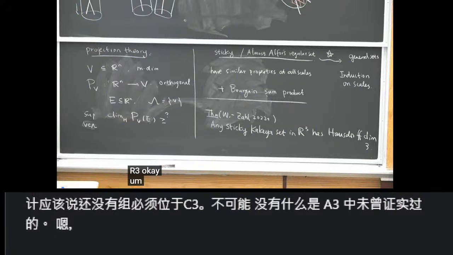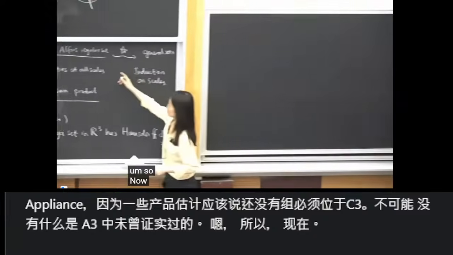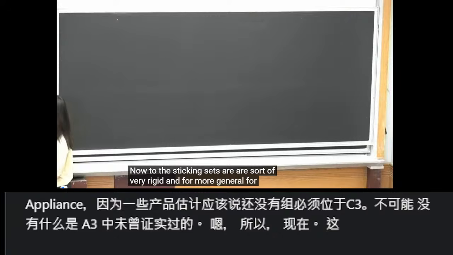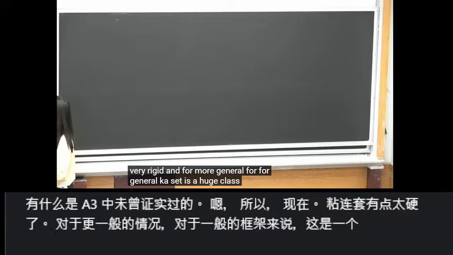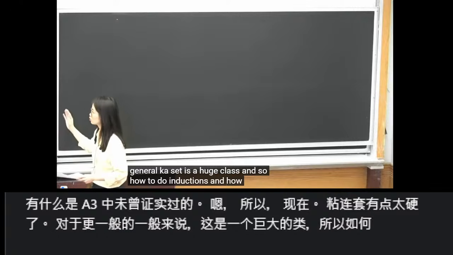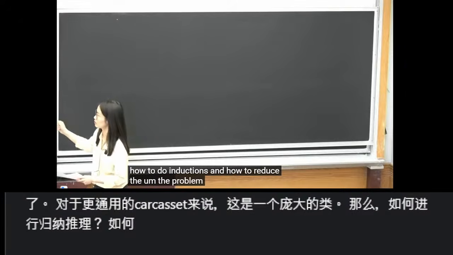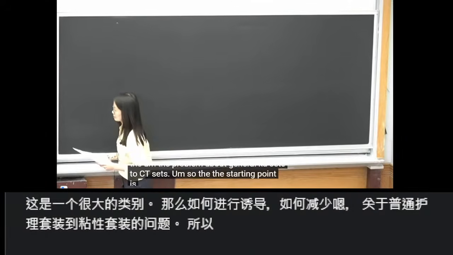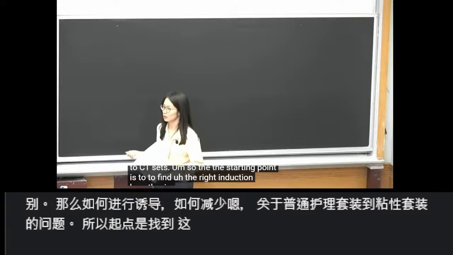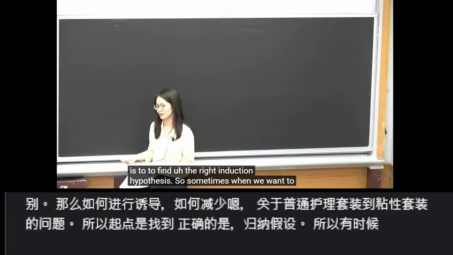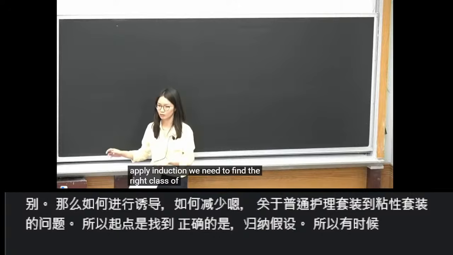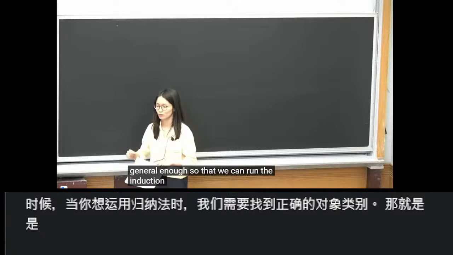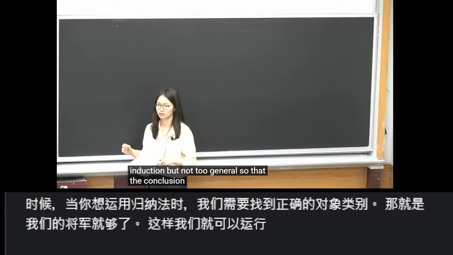Okay. So now the sticky sets are very rigid, and for general Kakeya sets, it's a huge class. And so how do we do induction, and how do we reduce the problem about general Kakeya sets to sticky sets? The starting point is to find the right induction hypothesis. Sometimes when we want to apply induction, we need to find the right class of objects that is general enough so that we can run the induction, but not too general so that the conclusion is false.